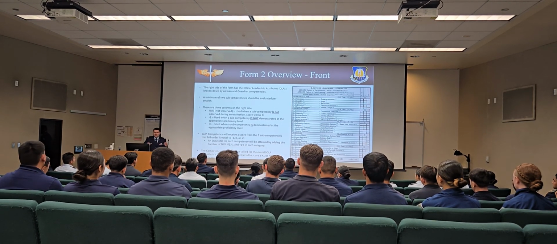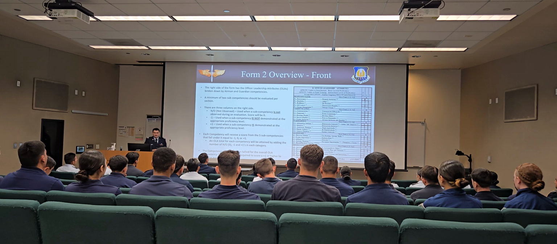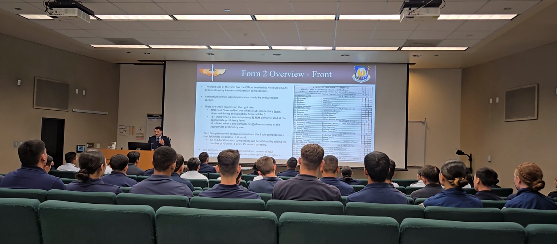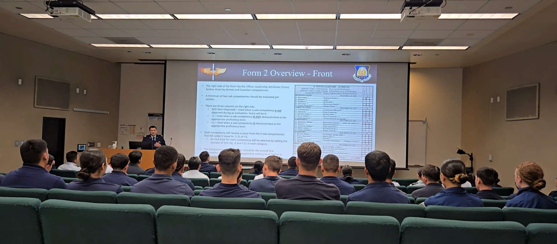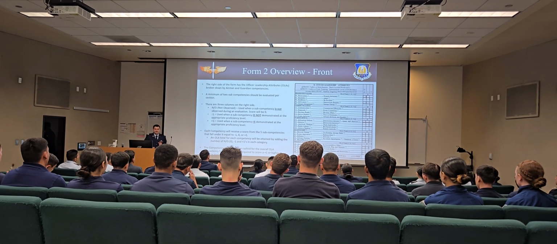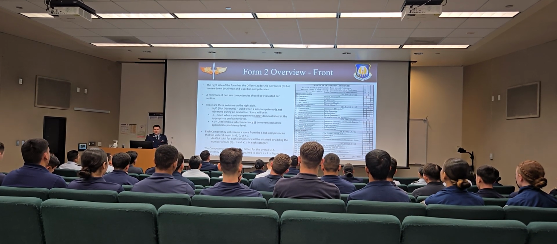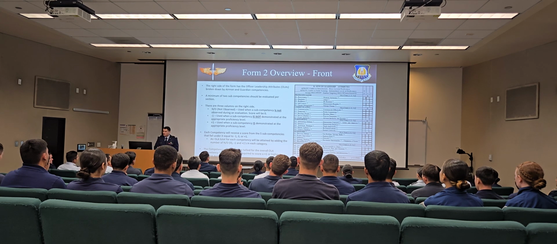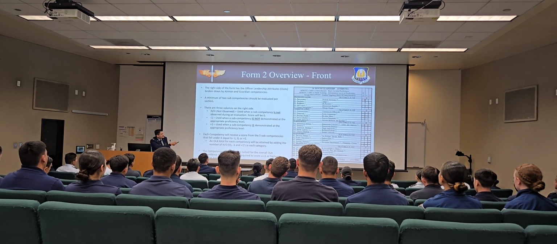Now in the front view, you'll see all these numbers. On the right side, the form has the officer leadership attributes, the OLAs, broken down by Airman and Guardian competencies. A minimum of 2 sub-competencies should be evaluated per section. So you can see that right here.